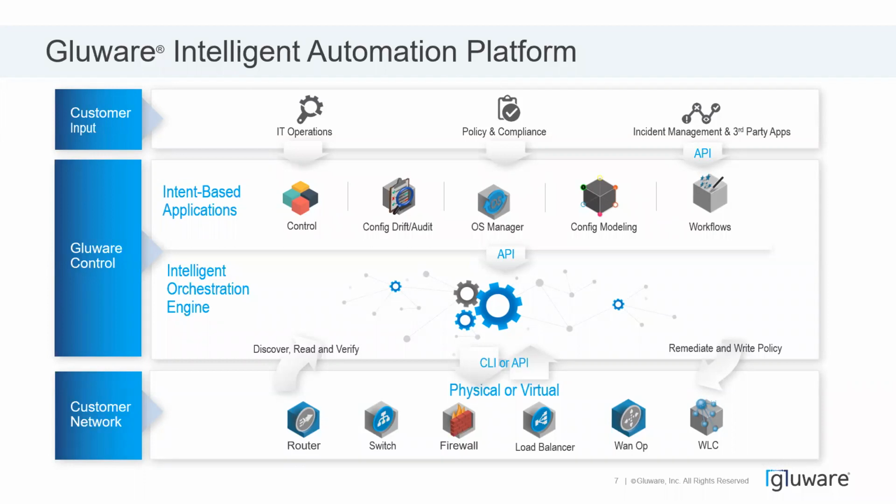So Gluware is pure software. We are either software as a service to run from the cloud. We run from public cloud like AWS. We also can deploy into private cloud. We have some announcements coming up about that shortly.